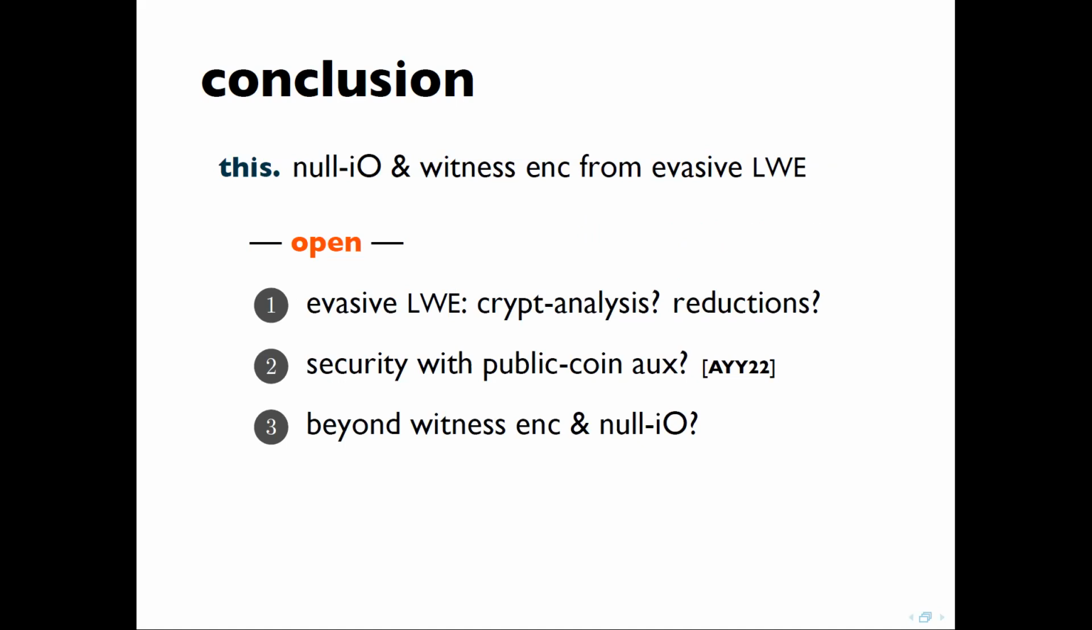Now, the way we handle our proof, you can argue that the distributions we get are not contrived. But another way to get around this contrived issue is to only work with public coin auxiliary inputs. And here we can still ask whether from the evasive RWE assumption with public coin auxiliary inputs, you can still get some kind of non-trivial now IO and witness encryption schemes. A good starting point is the recent work of Agrawal et al. from Crypto this year. And finally, can you use the techniques in our paper to go beyond witness encryption and now IO? Thank you.